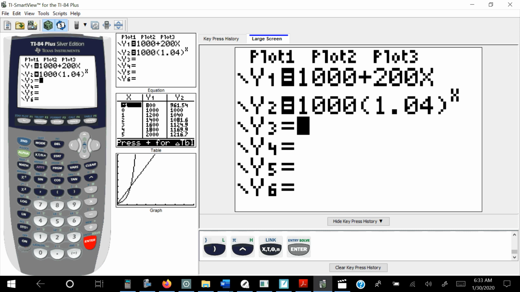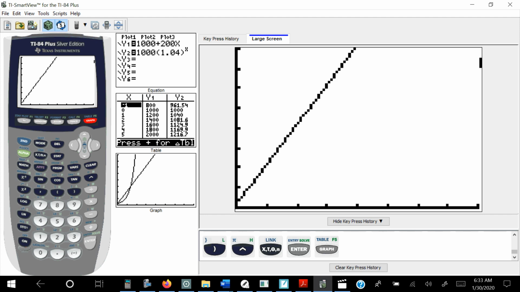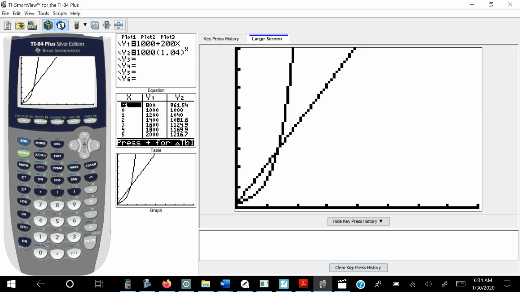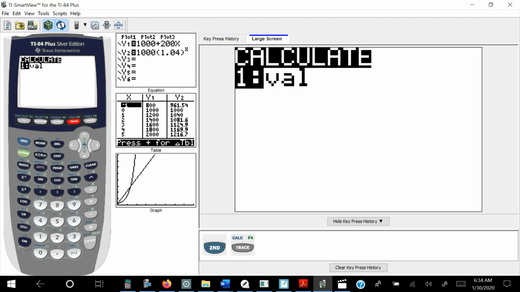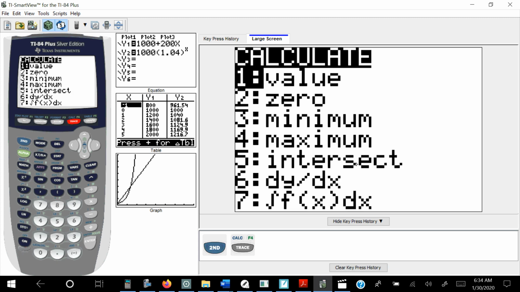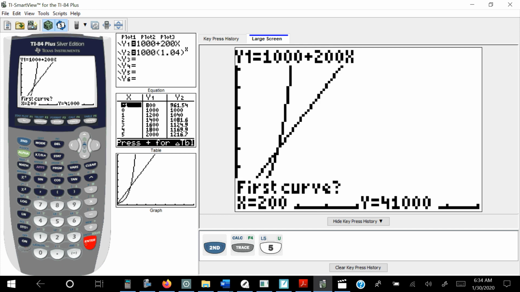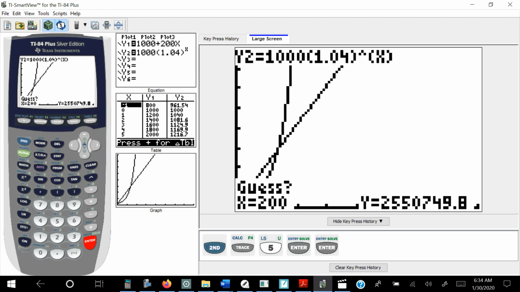All right. So now we're going to hit graph. Okay. And we've got it intersecting here. And what we want to do now is figure out where will it cross. And it seems like it crosses a lot earlier than it did in the previous one. So let's find out exactly, roughly how many months that's going to be. So I'm going to clear this out here just so you can see it. And then you hit second trace for calculate. Hit 5 for intersection. Then hit enter, enter, then enter.